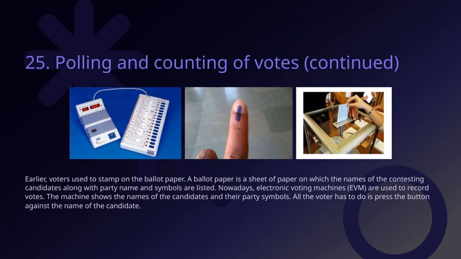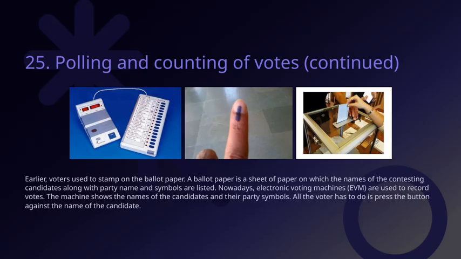Earlier, voters used to stamp on the ballot paper to cast their votes. A ballot paper is basically a sheet of paper that lists the names of the contesting candidates, along with their party names and symbols. It was a simple, manual process. But today, things have become much more efficient with the introduction of electronic voting machines, or EVMs. These machines are designed to record votes quickly and accurately.